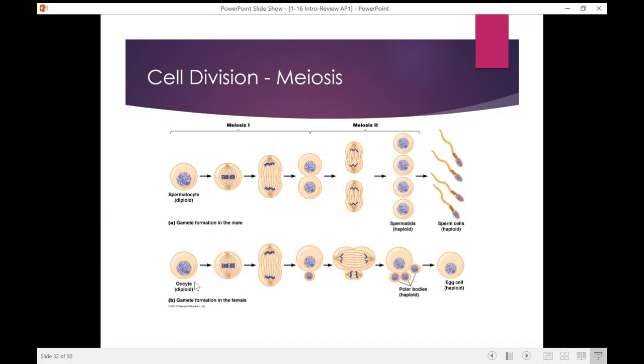And then in females, okay, we get that diploid oocyte. Okay, and we're going to start to, it's already copied, and then it's going to divide. These are genetically the same, but you can see that one of them is going to be a little bit larger. And then we're going to divide again, but not copy, and we get haploid. So again, 23. Now, we don't get 4 eggs. Instead, we get 1 egg and then 3 polar bodies. And polar bodies are going to support that egg cell. You can see that egg cell is much larger than a sperm cell.